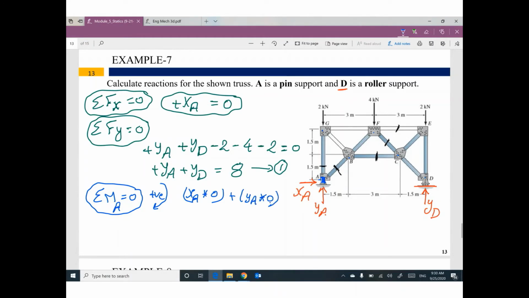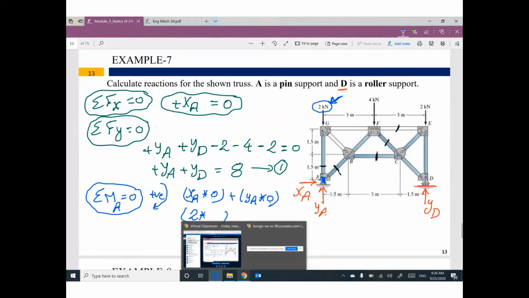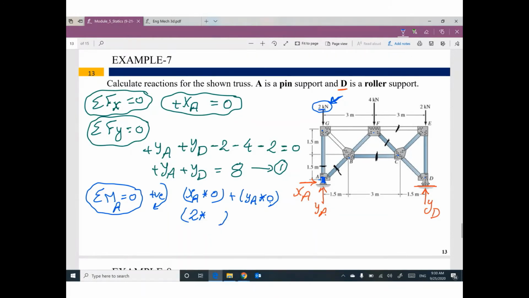Do you have any distance? What is the distance between this force 2 and point A? Any answer? What is the distance between this force 2 and point A? What is the distance?